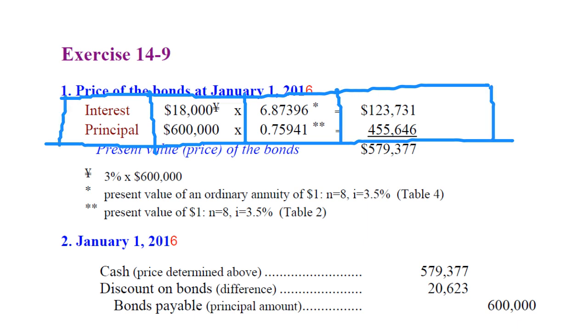First, I'll take the interest rate. The interest rate was in the question. The stated one was 6, and then we divided by 2. So it will be 3% times the principal or the borrowed amount, which is 600,000. That means the interest will be 18,000. The principal amount will stay as it is, 600,000. And then we have to find the factors from the tables.